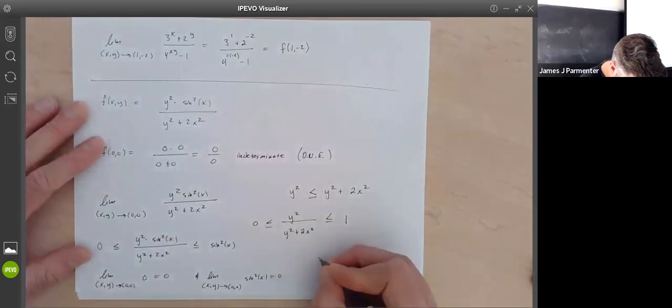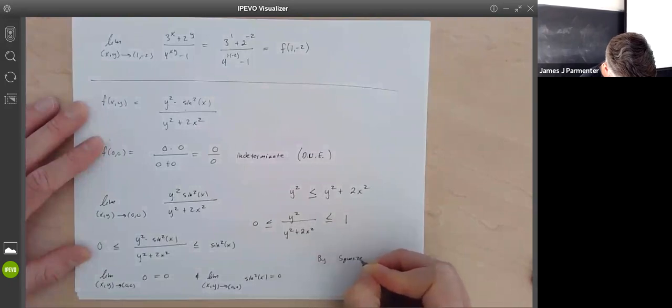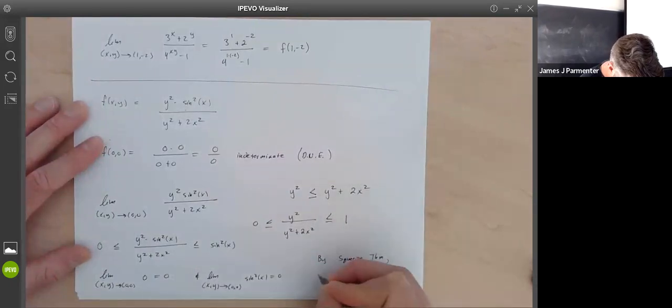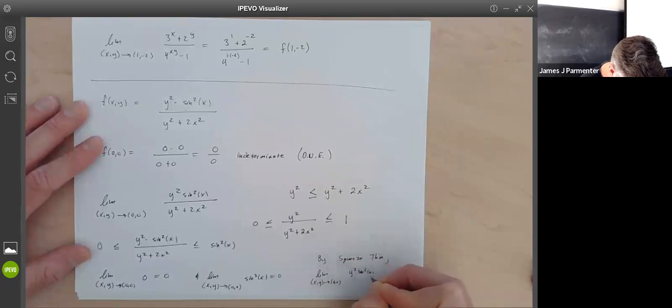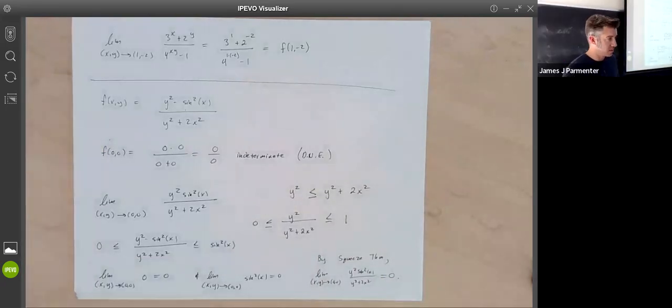So then we can say by the squeeze theorem, or sandwich theorem, if you like to call it the sandwich theorem, we get the limit as (x, y) goes to (0, 0) of this gross y² sin²(x) / (y² + 2x²). That has to be 0 because it's between two things whose limits are both 0.